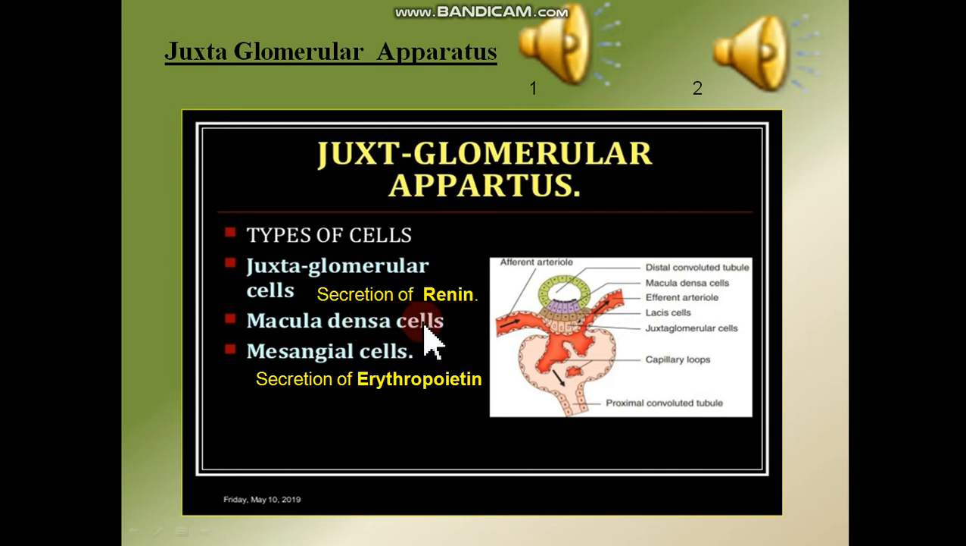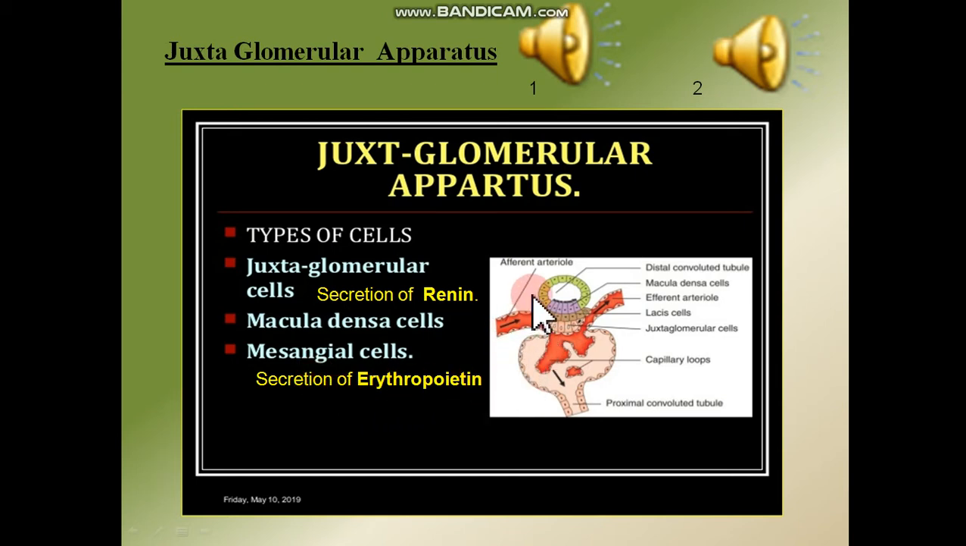And macula densa cells are present at the end of the thick ascending limb segment of the ascending limb, and this is involved in ionic regulation. Mesangial cells are involved in the secretion of erythropoietin.